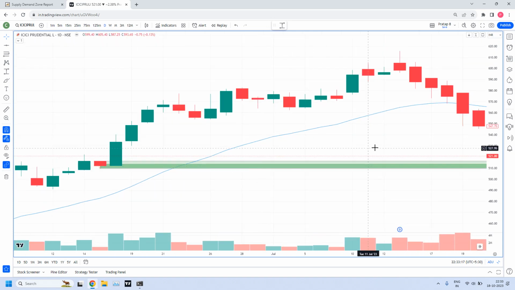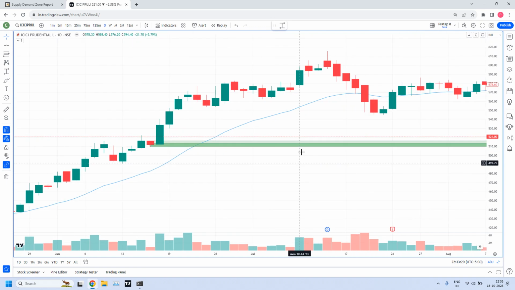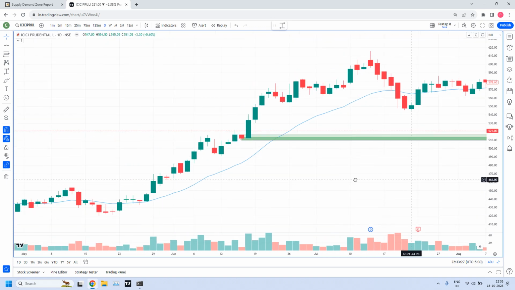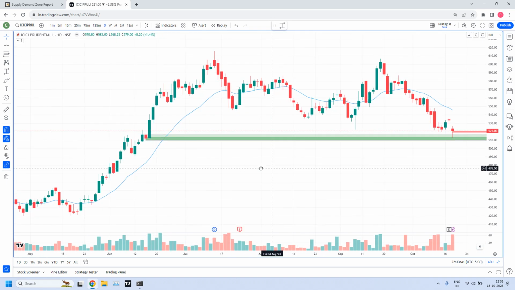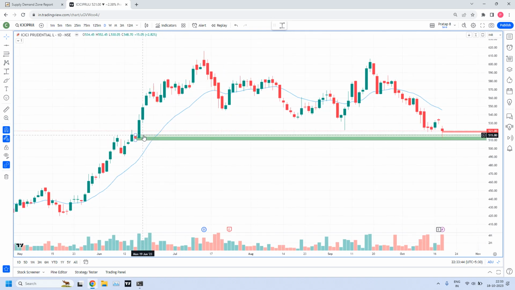You may ask a question. Why we need to? Because for tested zones, we have to go deep. But fresh zone, we can take the entry at the zone high. The reason is at lower time frame, we didn't find any zone exactly at the daily demand zone high. That is one reason. And the second reason, 75 minutes zone, we didn't have any clear demand zone. Let me show you.